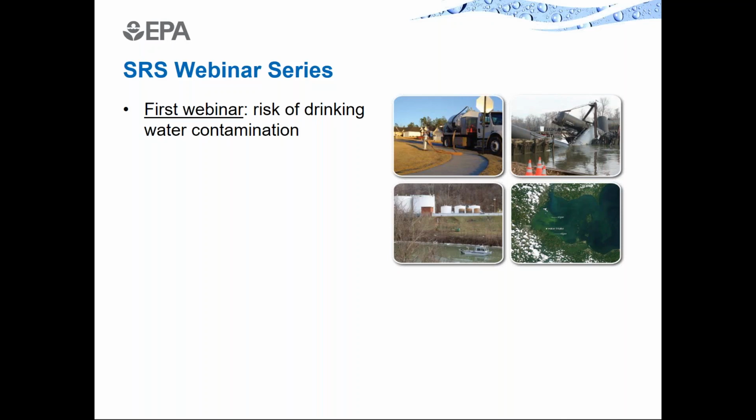Now, for those of you who participated in previous webinars in this series, you might recall that we began with a webinar that described the risk of drinking water contamination and some very basic things that water utilities could do to prepare for that risk. Then in the following 10 webinars, we had speakers from water utilities, other water sector partners, and EPA cover specific components of surveillance and response systems.